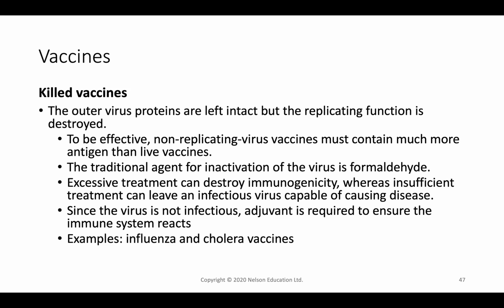So when we have destroyed most of the proteins that are going to cause the virus to function, but we're going to leave the proteins on the outer shell intact because, again, this is what our immune system is going to see. So non-replicating virus vaccines are going to have a lot more antigen than live vaccines. Why? Because live vaccines actually create the immune response, whereas non-replicating viral vaccines are going to kind of induce a pseudo-immune response, if you will.